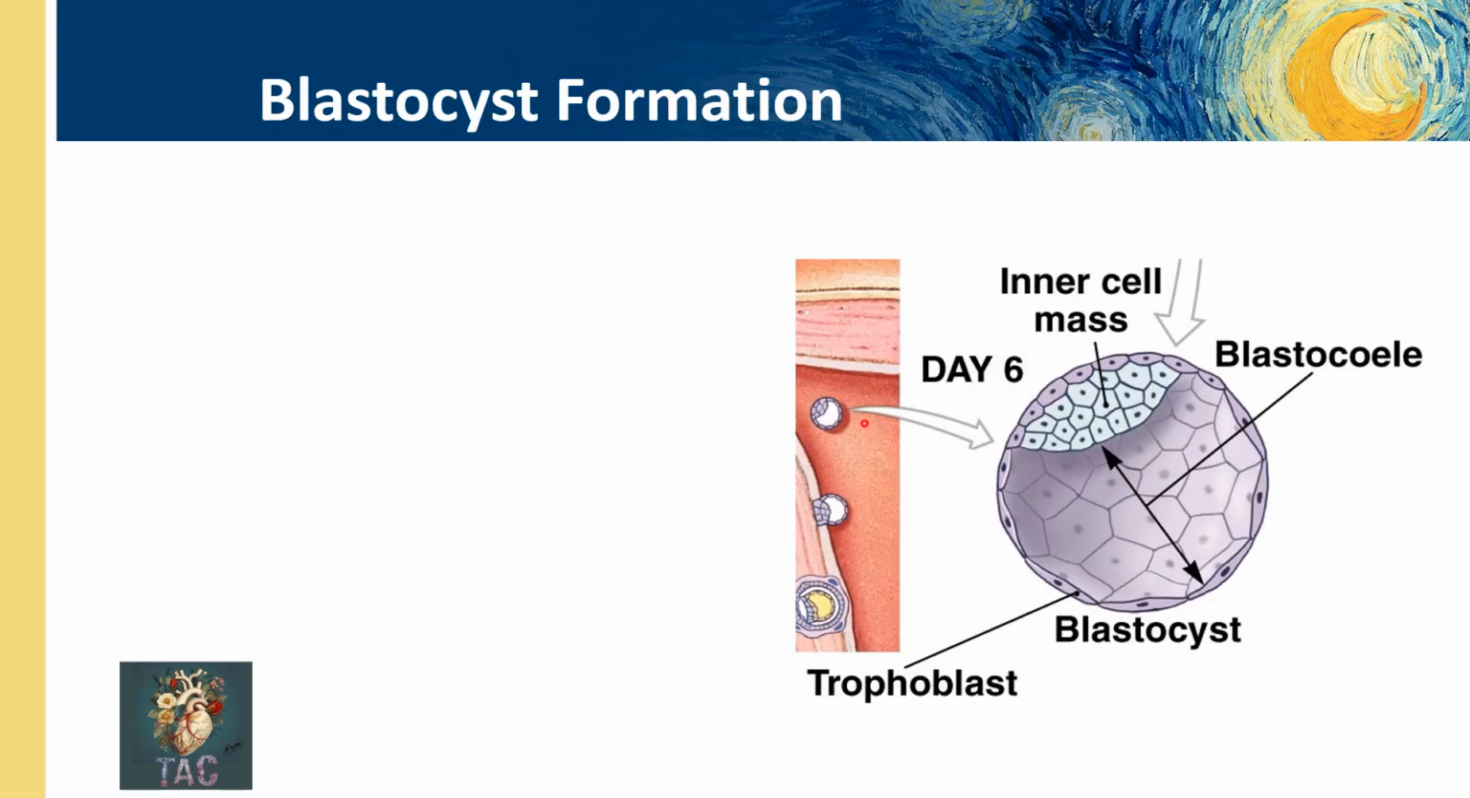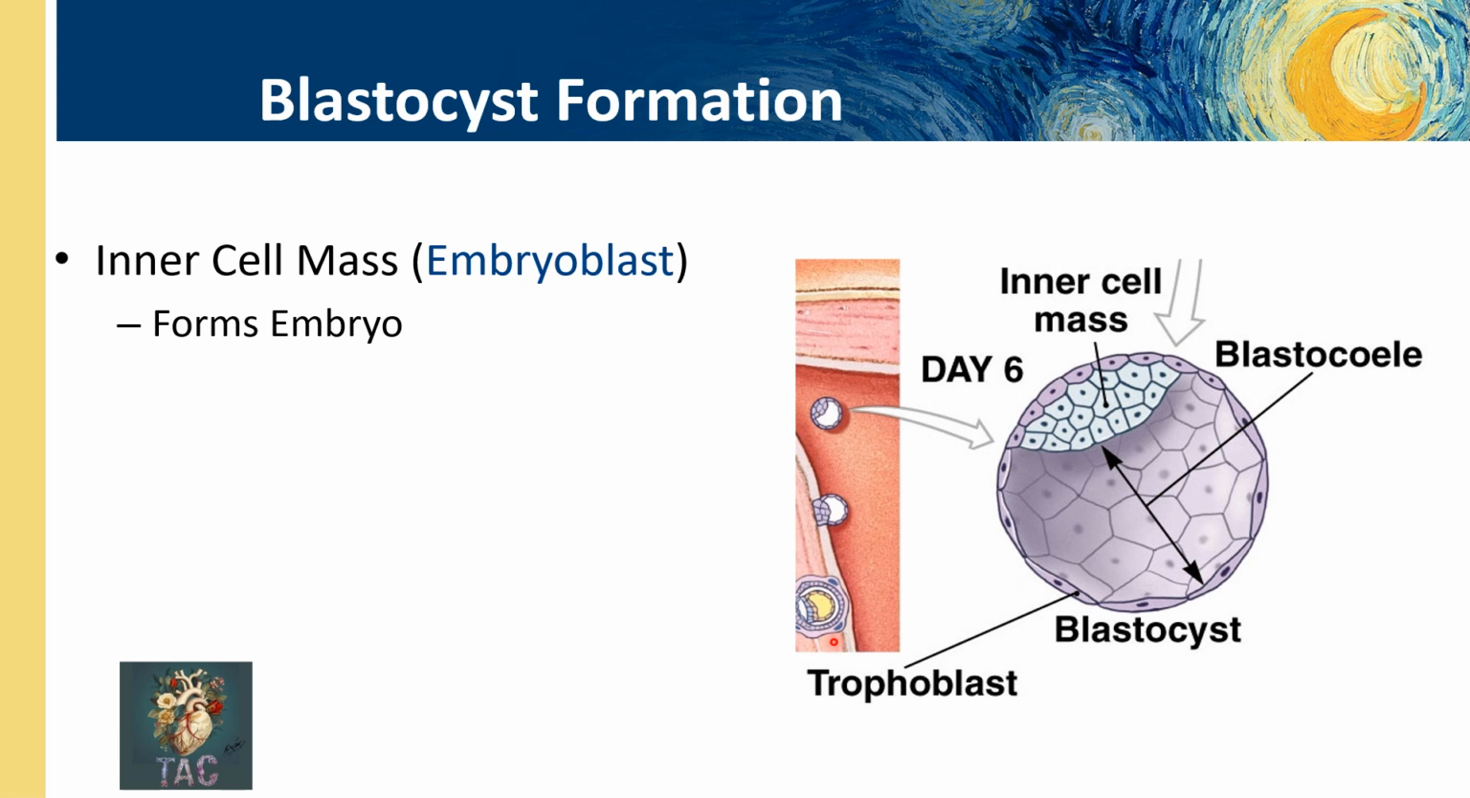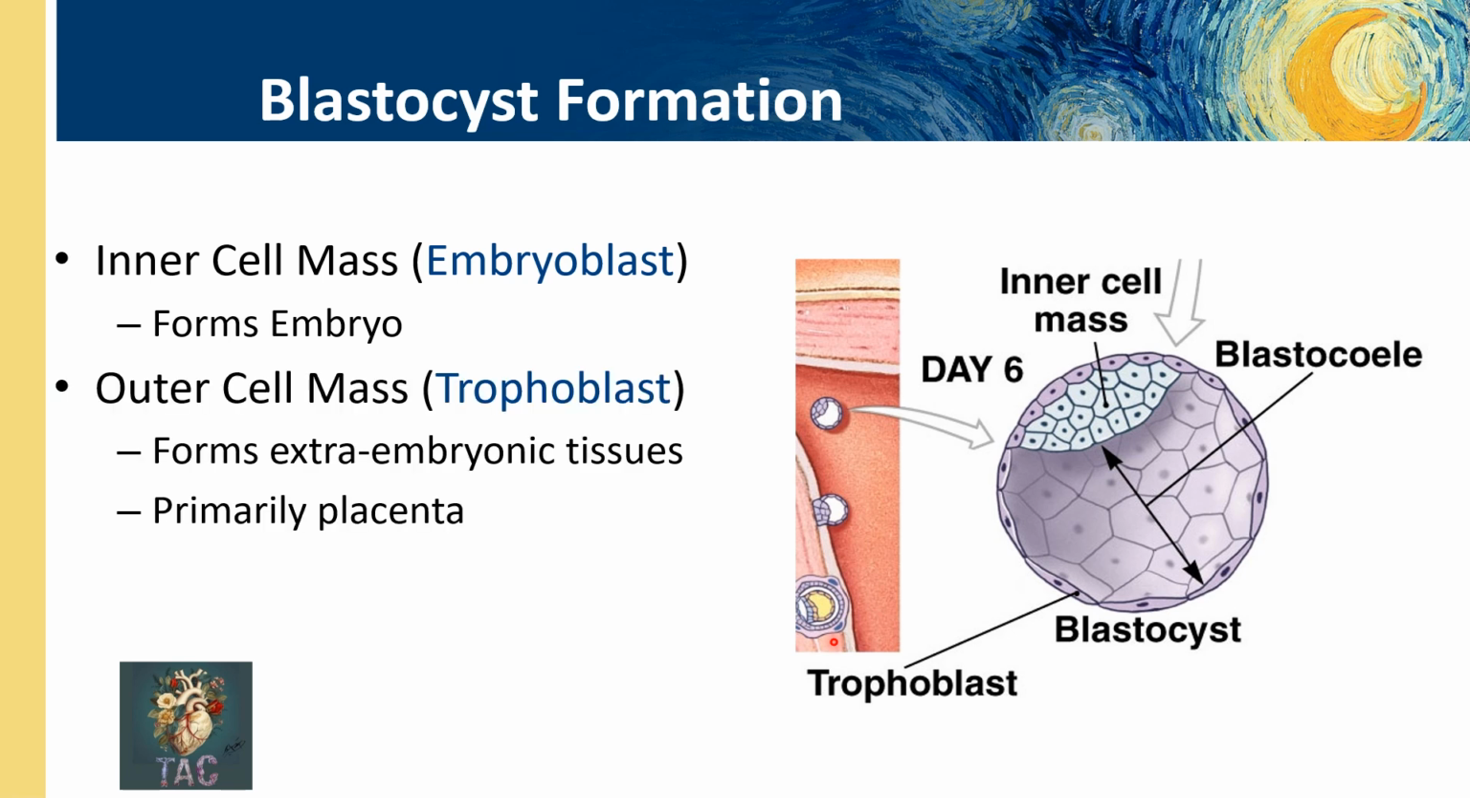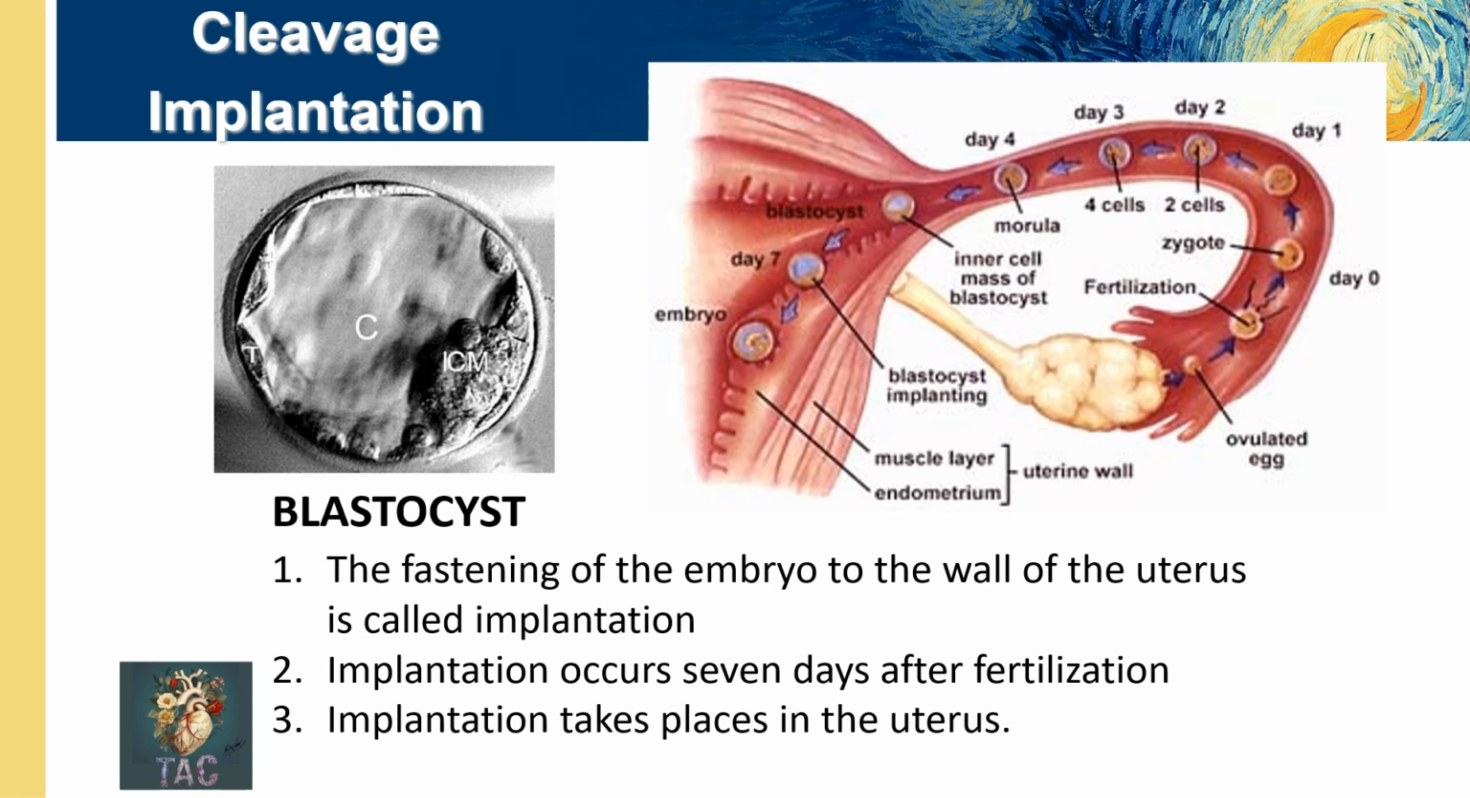So in this diagram you can see the inner cell mass, the blastocele, the blastocystic cavity and the trophoblast, and it has started to invade over here. The inner cell mass, forming the embryoblast, forms the embryo proper, and the outer cell mass, the trophoblast, forms extraembryonic tissue and primarily the placenta. So at this stage you can see the blastocyst, it helps attach the embryo and helps in implantation of the embryo.